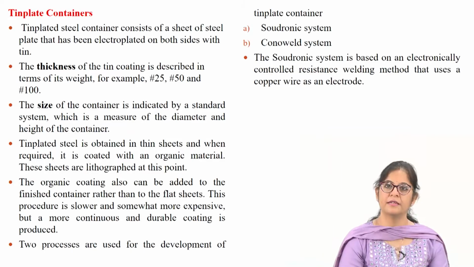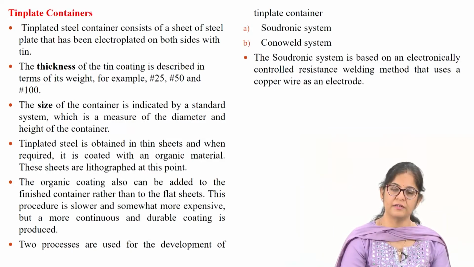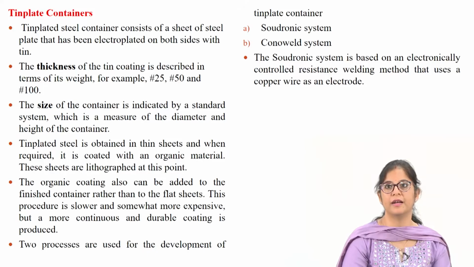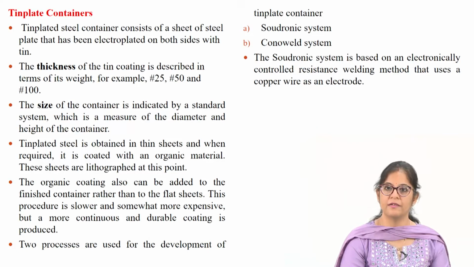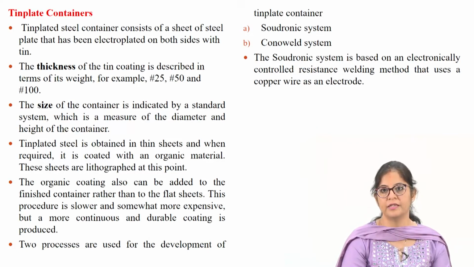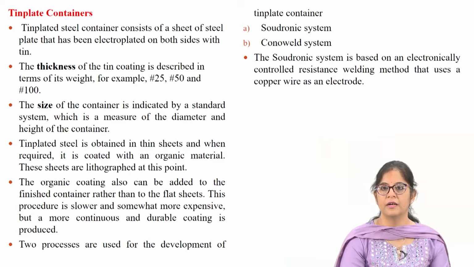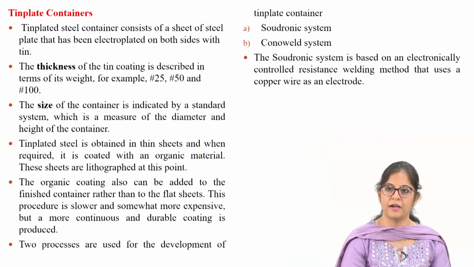Tin plate containers are steel containers which consist of a sheet of steel plate that has been electroplated on both sides with tin. The thickness of the tin coating is described in terms of its weight, for example, mesh 25, 50 or 100. The size of the container is indicated by a standard system, which is a measure of the diameter and height of the container. The tin plate steel is obtained in thin sheets, and when required it is coated with an organic material. These sheets are lithographed at this point.